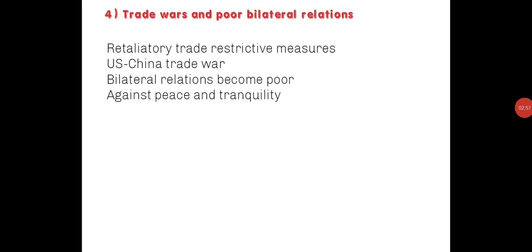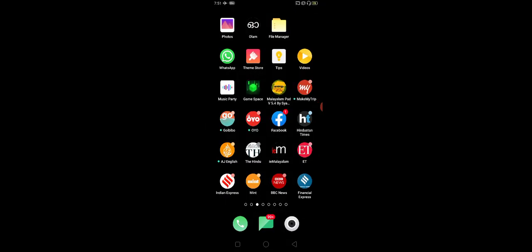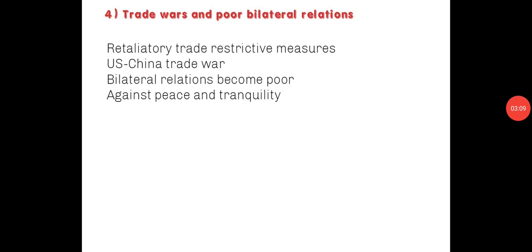Restrictive trade policy is characterized by the existence of trade wars and poor bilateral relations. Nations follow retaliatory trade restrictive measures. Under restrictive trade policy, whenever a nation imposes tariff and other non-tariff barriers on the commodities import, then the opposite nation will retaliate by imposing tariff and non-tariff barriers on the import of commodities from their rival nation. So this rivalry in terms of trade is called the trade war.